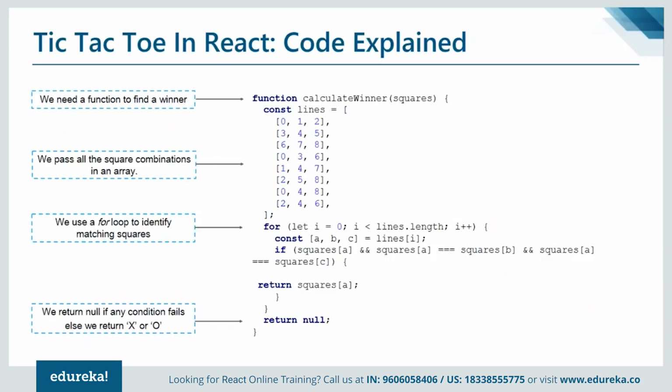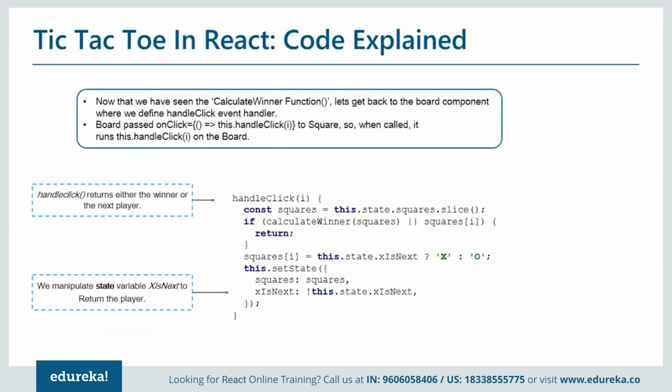There is a function called calculateWinner, which is required to find the winner. We'll pass all the square combinations: 0, 1, 2, 3, 4, 5. All these are the square combinations, on which we can loop to identify the matching squares. Finally, we'll return null if any condition fails, else we return X or O. So that is the calculateWinner function we have seen.